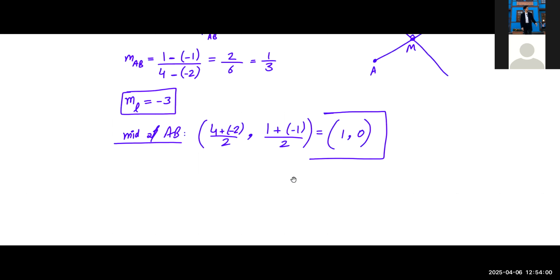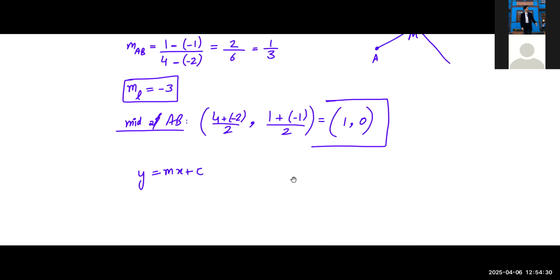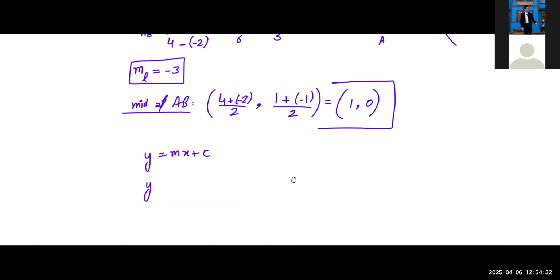So which method do you use to find the equation of the line? Do you use the y minus y1 thing? No. So how would you find the equation of this line? By using a point. You know the general formula is y equals mx plus c. Substituting this point into it, so I substitute this x and this y. So what does it become?